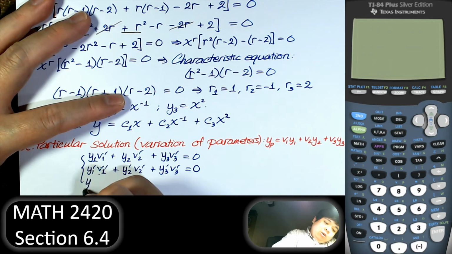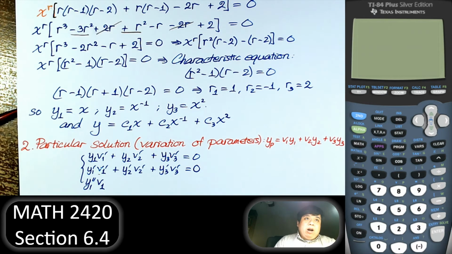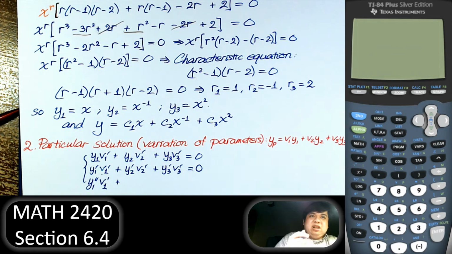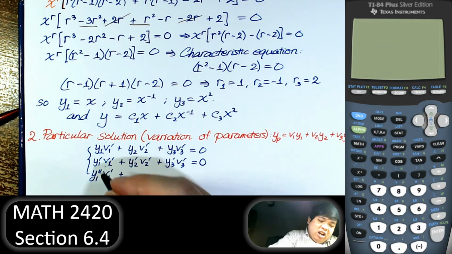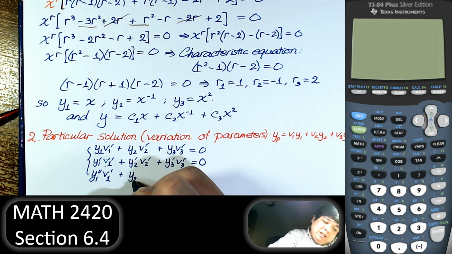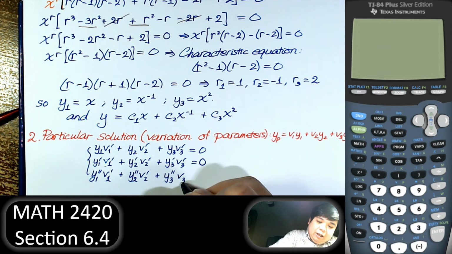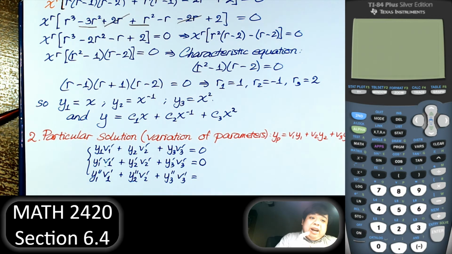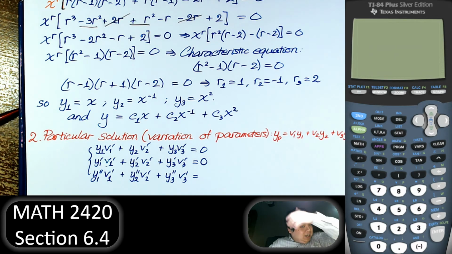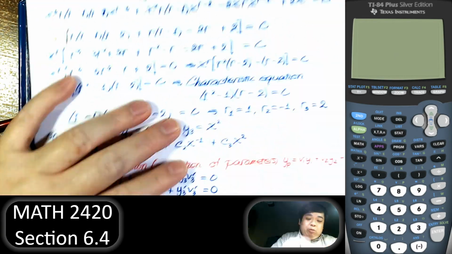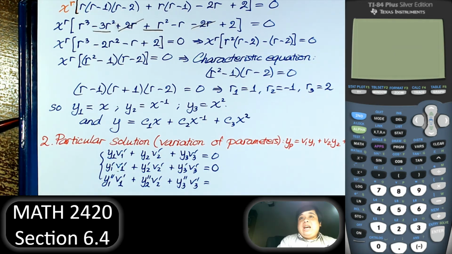Next, y1 double prime v1 prime and so on. This one we will not complete the problem. I just want to get the W1, and then to get the idea. Equal to... now pay attention. We're not going to write equal to the input function. Remember, whatever function we put here, the leading coefficient has to be 1.